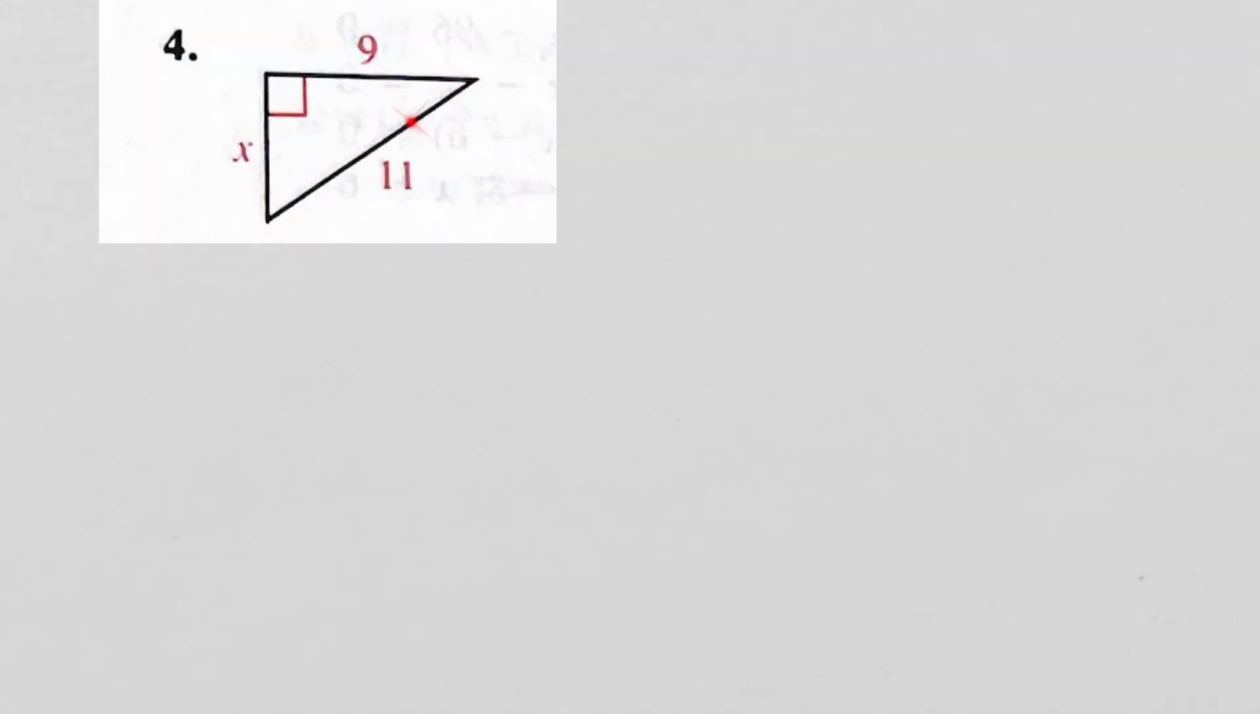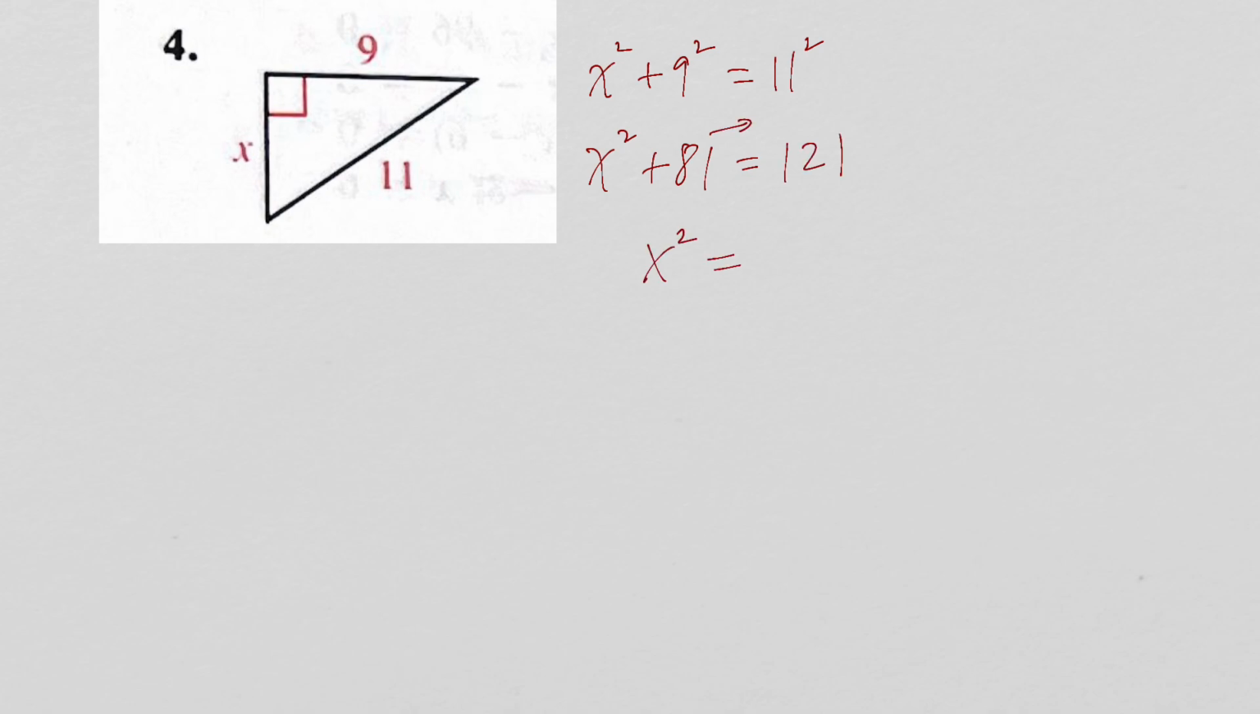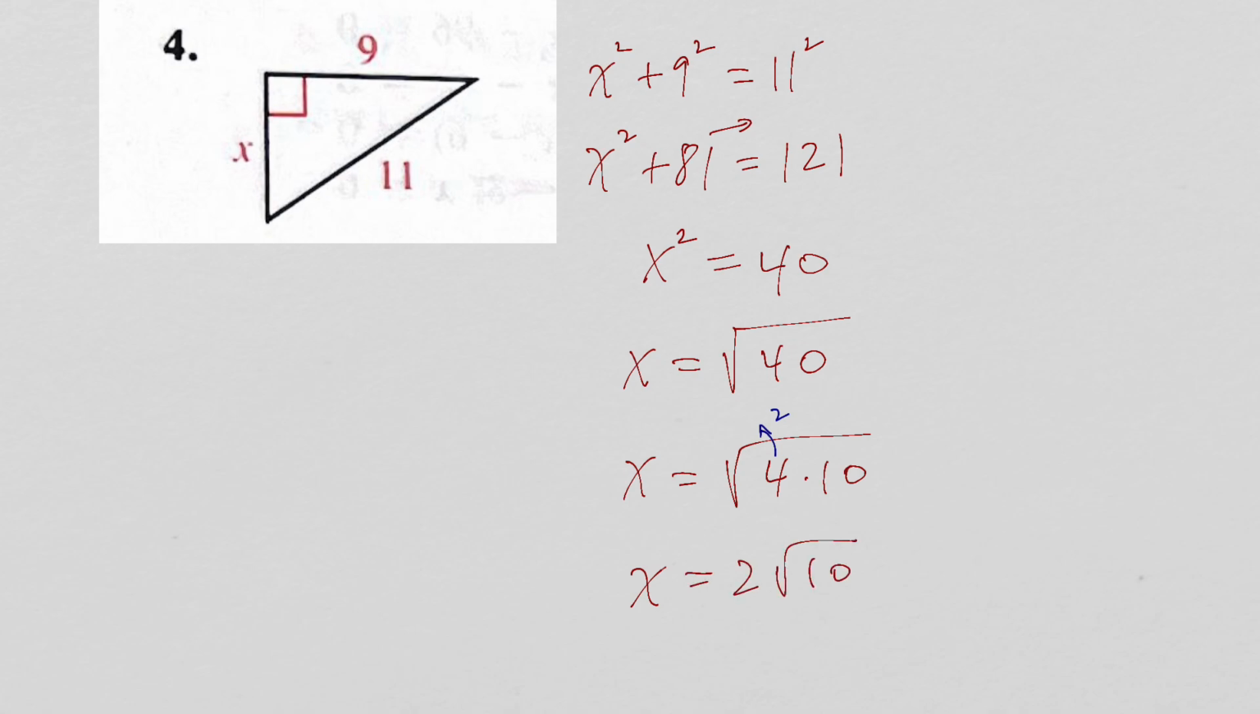Okay, this is the hypotenuse. So x squared plus 9 squared is equal to 11 squared. That's 81, and that's 121. So I'll bring this over. So x squared will be equal to 40. So x must be the square root of 40, which is 4 times 10. And when you take out the 4 by square rooting it, you get a 2. So x is equal to 2 root 10.